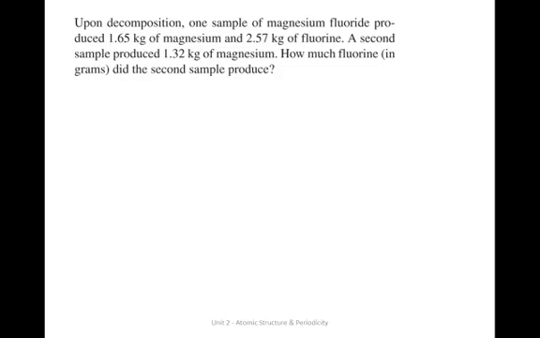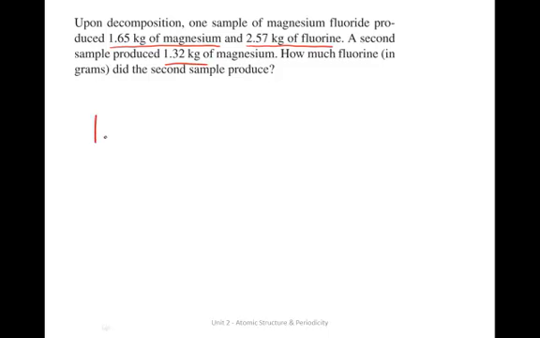So here's an example of utilizing the law of definite proportions. If we have a sample of magnesium fluoride and we decompose it, we'll find that we'll have 1.65 kilograms of magnesium and 2.57 kilograms of fluorine. Now we can work out the ratio of what that would be, but we could also just use those raw numbers as our ratio as well. If we grab a second sample of magnesium fluoride, it doesn't matter where we get it from, because we know it's going to have the same proportions as our first sample. If our second sample produced 1.32 kilograms of magnesium, we can figure out how much fluorine was contained in our second sample.